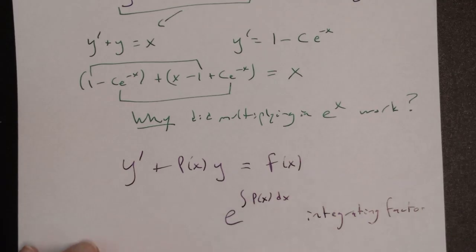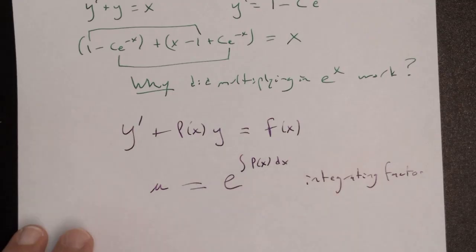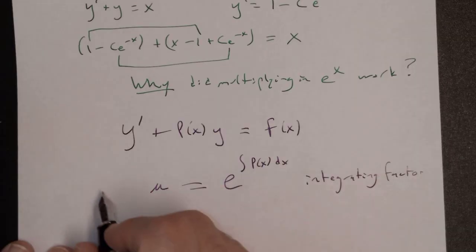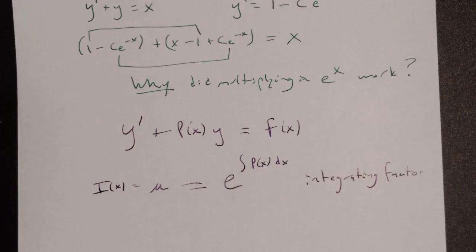Our textbook calls this mu. The calc book, if you still have it, called it I of x. I will routinely screw up and forget which class I'm in and use the wrong one. I'm going to try and remember to use mu as often as possible.